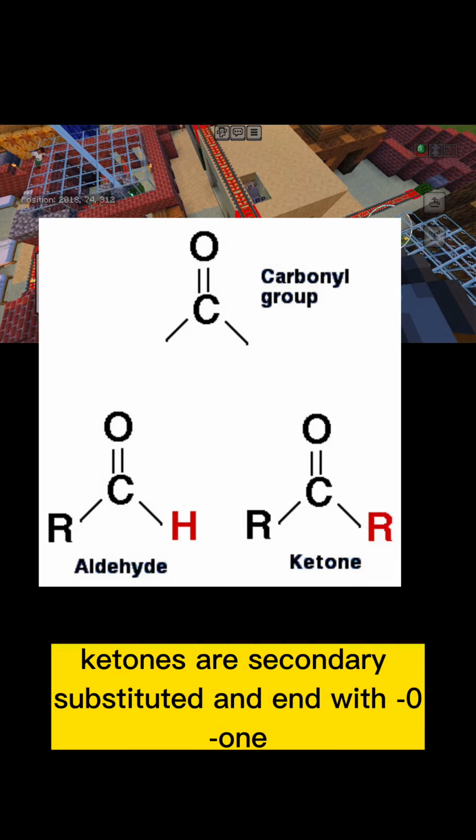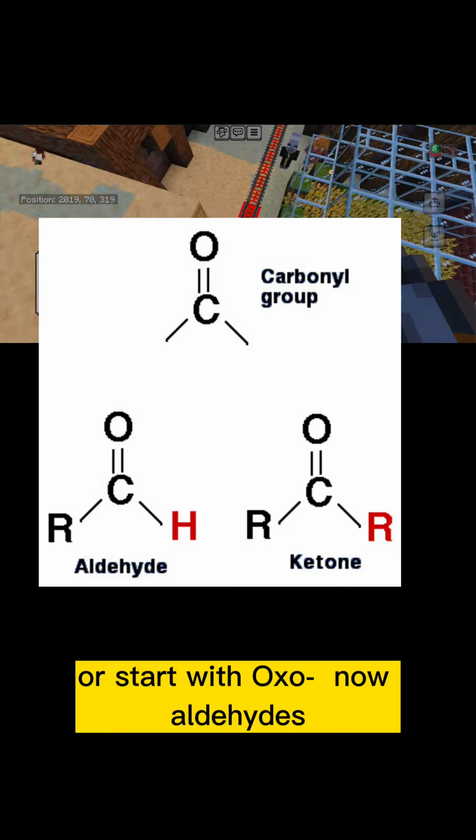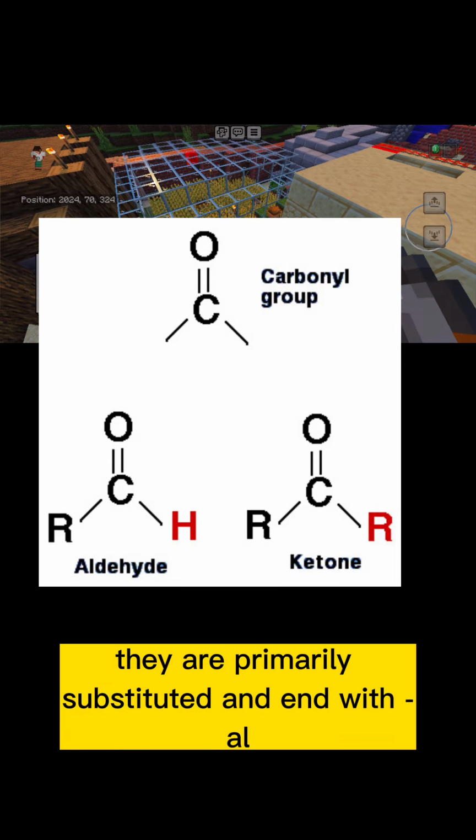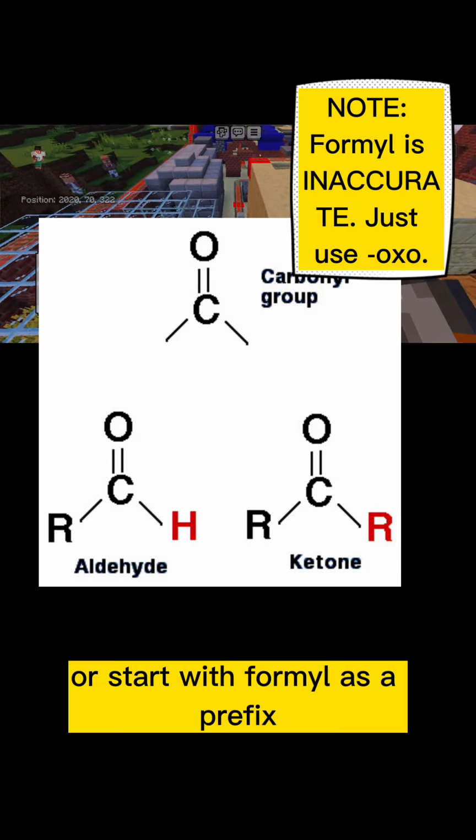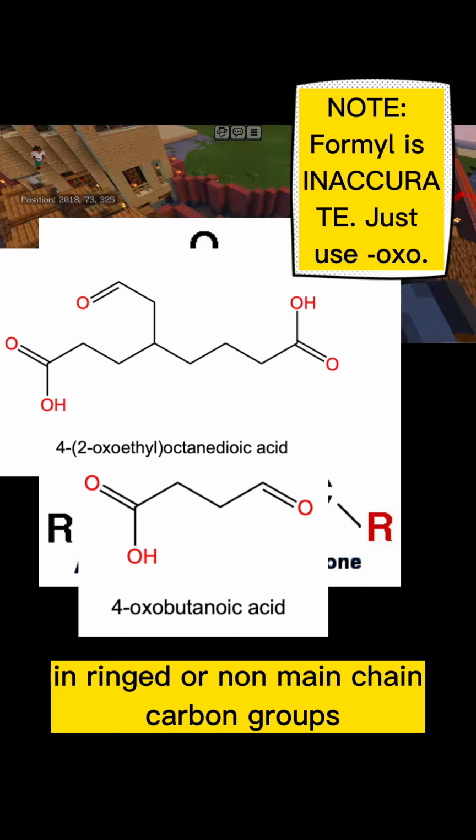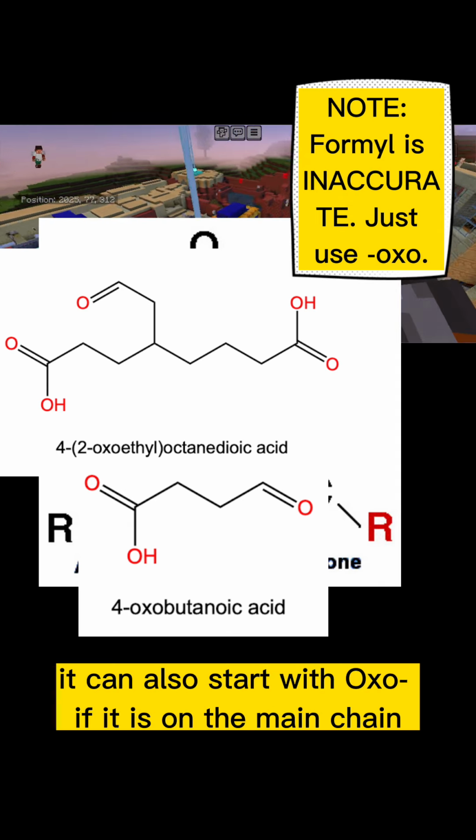Ketones are secondary substituted and end with one or start with oxo. Now, aldehydes, they are primarily substituted and end with al or start with formyl as a prefix in ringed or non-main chain carbon groups. They can also start with oxo if it is on the main chain.